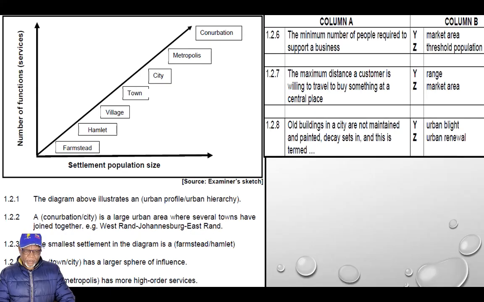Let's continue with this question. Let's look at this question. It says the diagram above, which is this diagram.